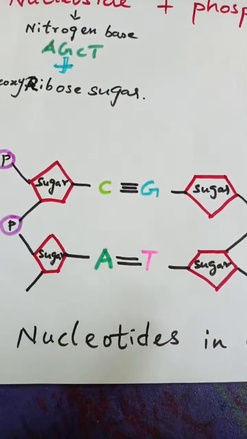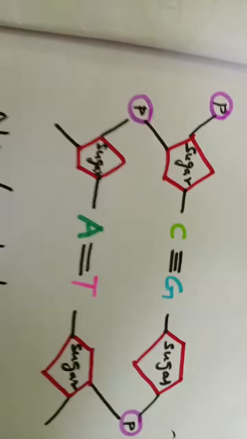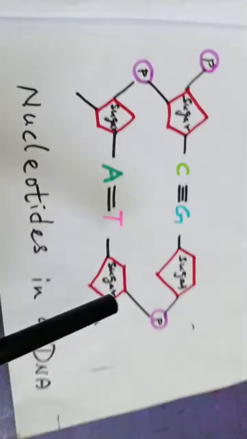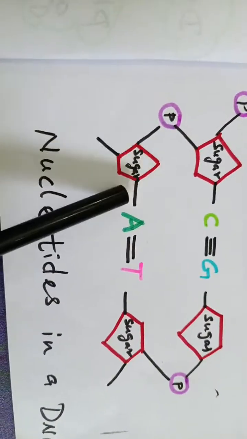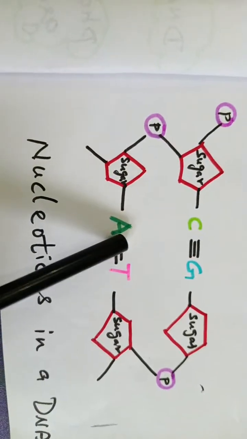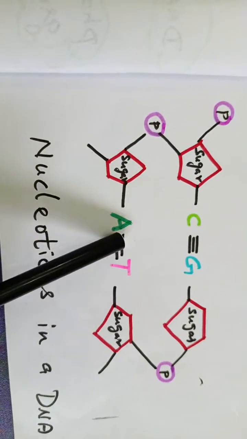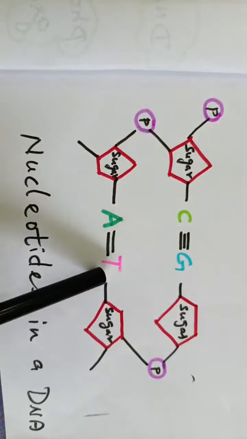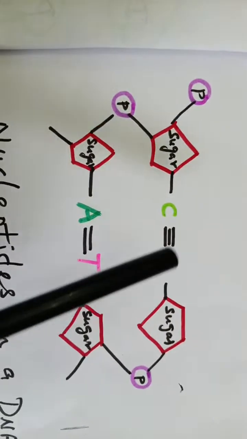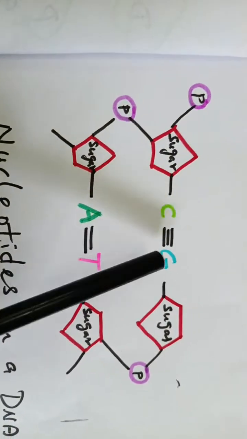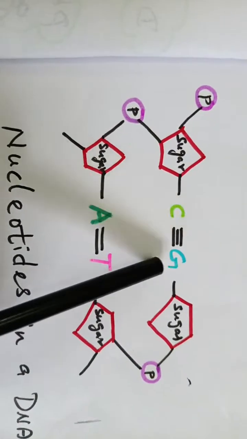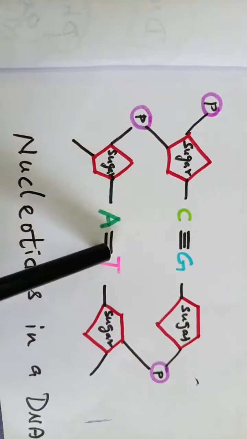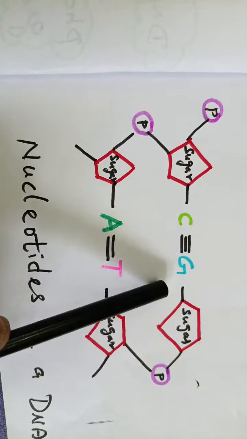So I explained the structure with this molecular figure also. If you see this DNA structure, you can understand better. A sugar is linked with the nitrogenous base. Adenine always forms a bond with thymine, and cytosine always forms a bond with guanine. That's what we say: the AT double bond and the CG triple bond.